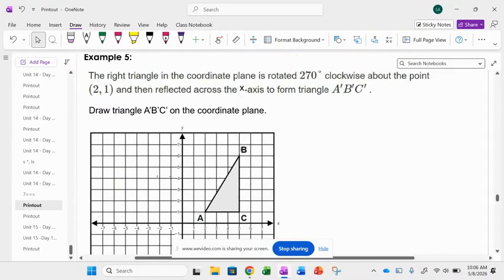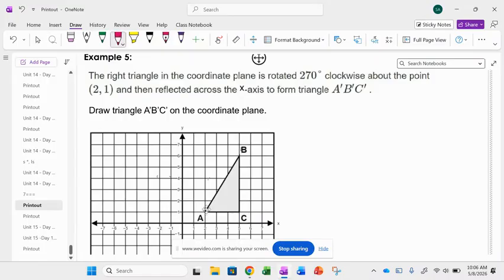All right, so now we're going to put this all together. We're going to put a rotation paired with a reflection. So they're saying, take my triangle ABC. First, perform a 270 degrees clockwise rotation about the point (2, 1). So if I'm looking at the point (2, 1), do we agree that's point A? So I'm rotating it about point A. And then after we do that, we're going to reflect it over the x-axis.